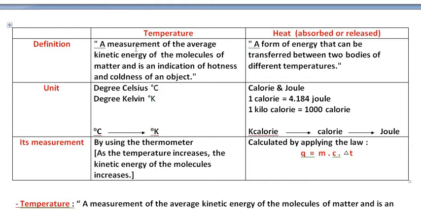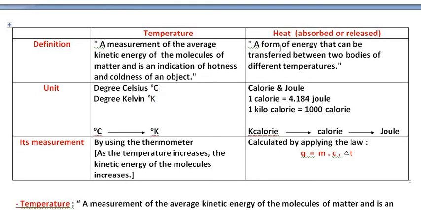The temperature is a measure of the average kinetic energy of the molecules of matter. When an object has a high temperature, this means that the kinetic energy of the molecules is great, and vice versa. If the temperature of the object is low, the molecules of this object move slowly.